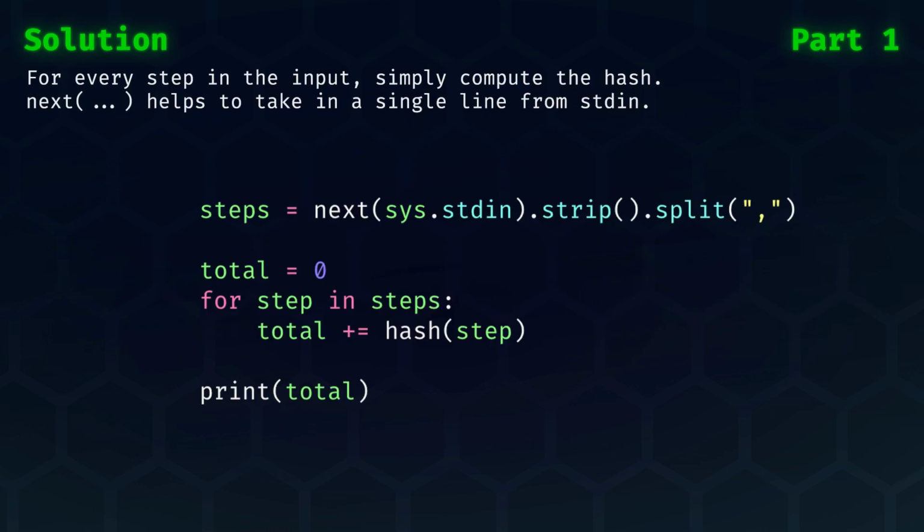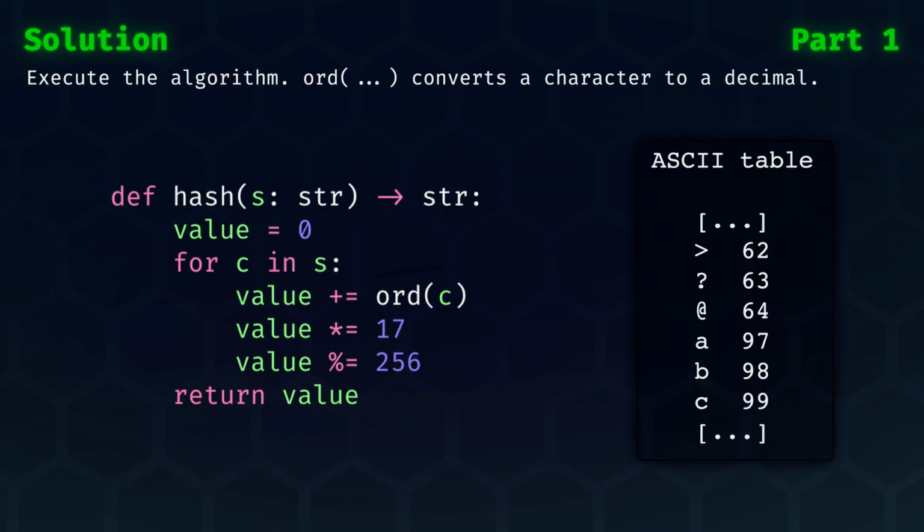The solution outline is to simply take in the input, and for every step we compute the hash value. The hash function itself looks as follows. It takes in a string and loops over every character to modify the value. Converting the character to a decimal is trivial using the table on the right. You can auto-magically get the decimal value via the ORD function. And that's it already for part 1.